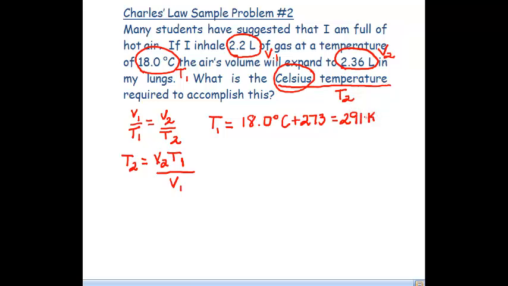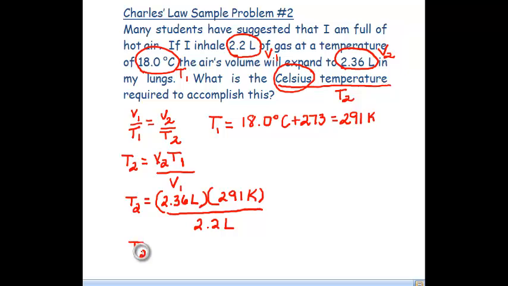Okay, so T2 is going to be equal to V2. Pay attention to the subscripts. V2 is 2.36 liters, and T1, I just calculated that, that's 291 Kelvin, and all of that's over V1. The original volume is 2.2 liters.